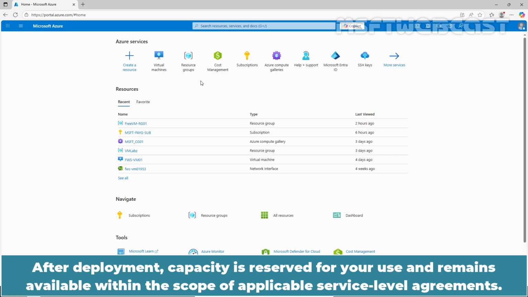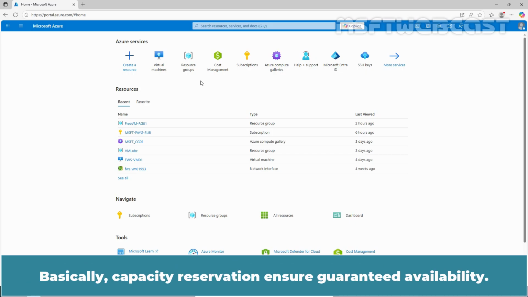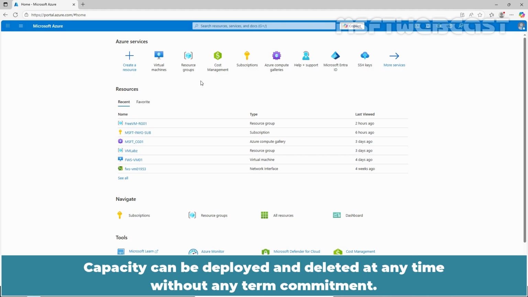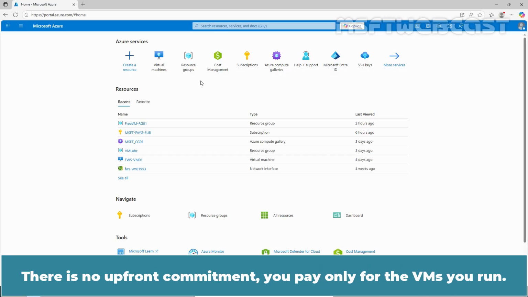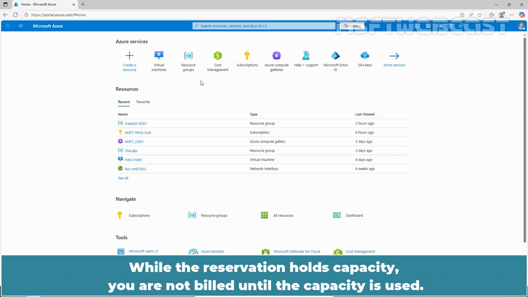After deployment, capacity is reserved for your use and remains available within the scope of applicable service level agreements. Basically, capacity reservations ensure guaranteed availability. Capacity can be deployed and deleted at any time without any term commitment. There's no upfront commitment, you pay only for the VMs you run. While the reservation holds capacity, you are not billed until the capacity is used.